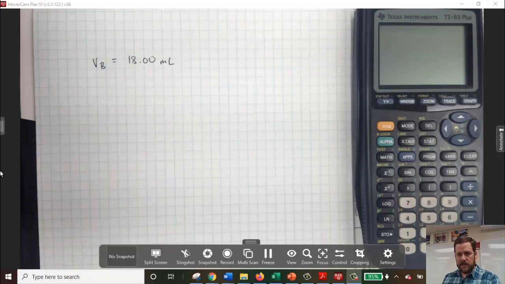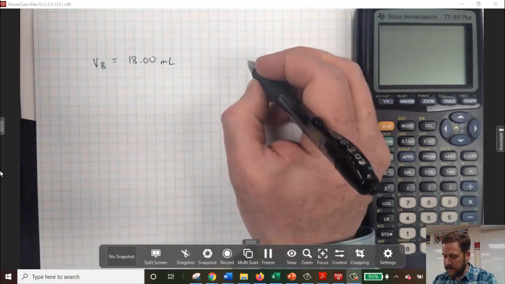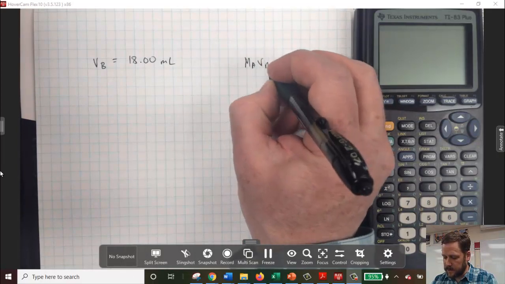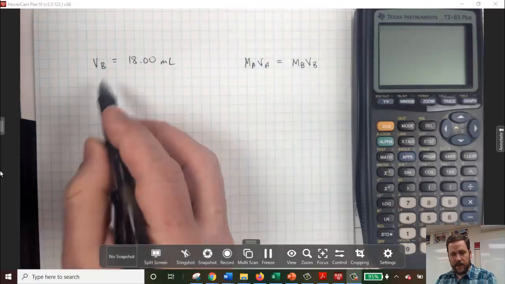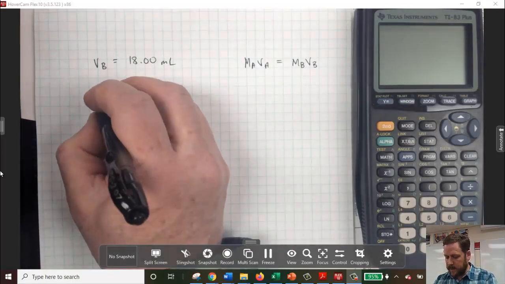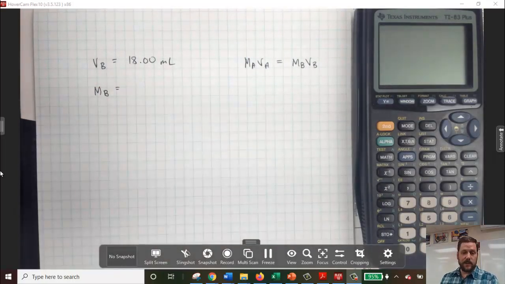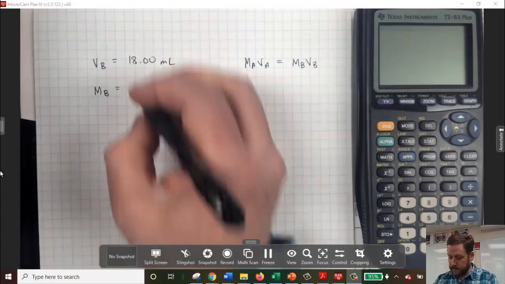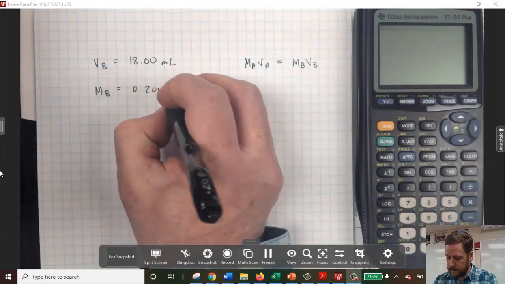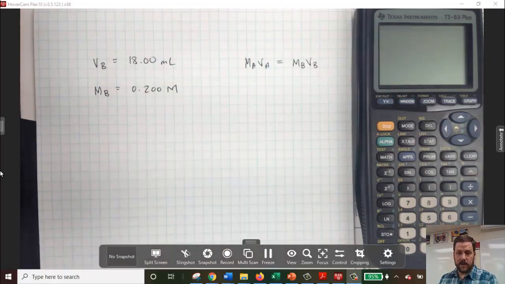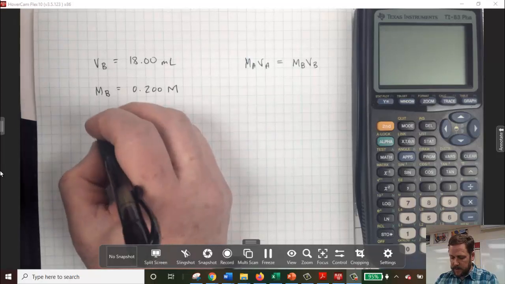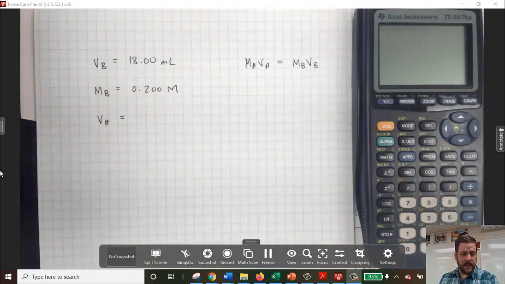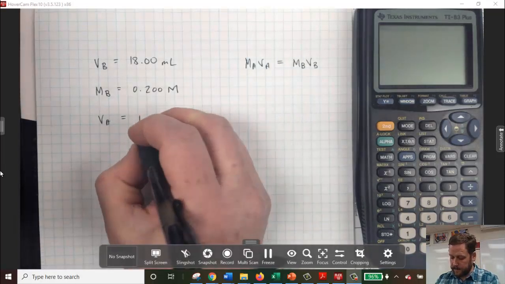If I used 18 mils to neutralize the acid, I can figure out the concentration of the acid using this equation. MAVA equals MBVB. I know the volume of the base that was used, and I know the molarity of the base. The molarity of the base that was inside the burette was 0.2 molar. I knew that to 3 significant figures. I want to solve for the molarity of the acid. I also need to know how much acid was in the flask when I began titrating. I had a 150 milliliter sample.